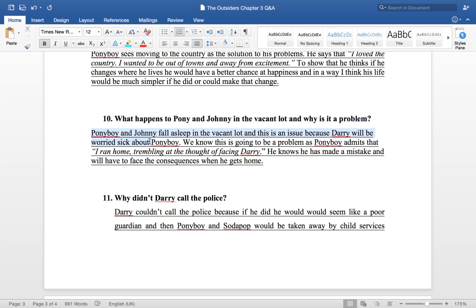So, of course, as always, the first sentence or so is going to be the P. So I'm going to put that in yellow. We know this is going to be a problem as Ponyboy admits that I ran home trembling at the thought of Derry. So I have my quotation in that sentence. So of course that's going to be my Q. And then last but not least, I explain what that quotation means. He knows he's made a mistake and will have to face the consequences when he gets home. It's going to be trouble in the Curtis household. So you can see here, and this is always the way it's going to be.